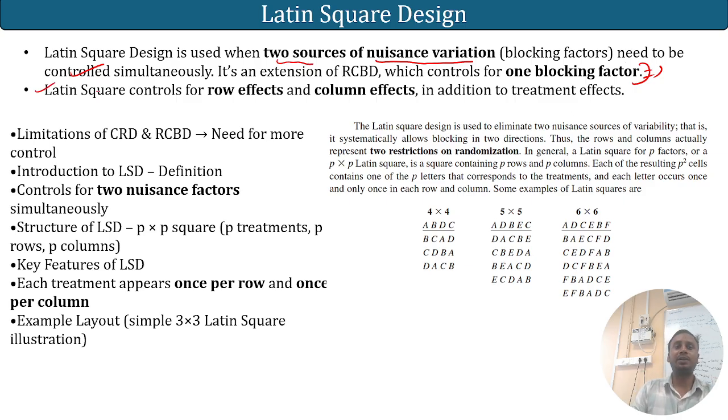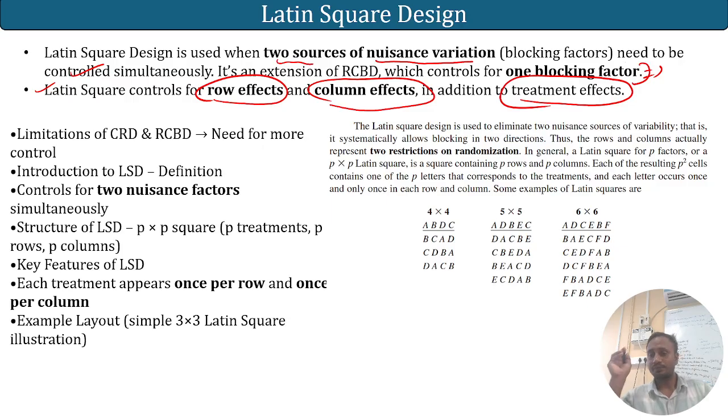So the row effect will also be taken into picture, and we will take the effect of the column also, in addition to the treatment. So still we are not taking the interactions. We are taking the individual row and individual column, but not one with the other. We are just going individually only. So for that we have the Latin square design. So first one was the CRD, then we came to the RCBD, now we are going with the Latin square design.